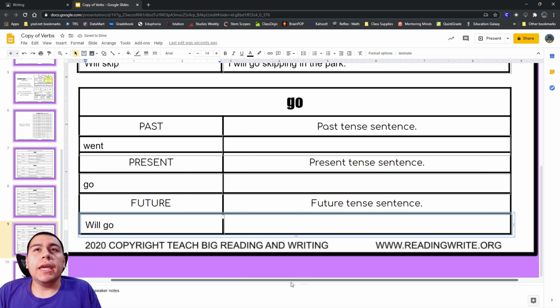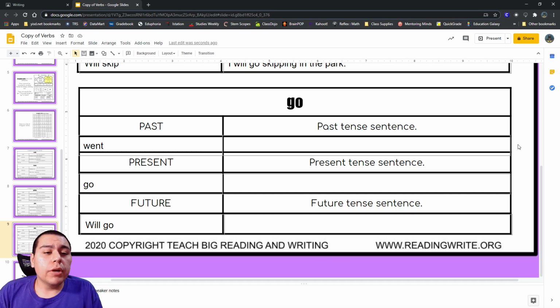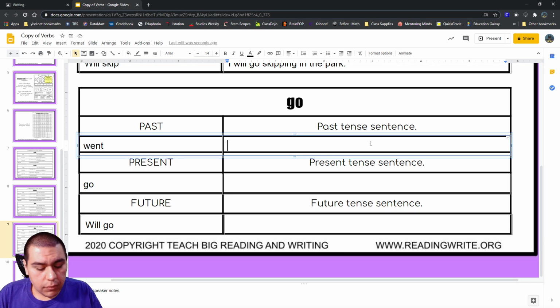Who can give me a past tense, a present tense, or a future tense sentence for go? Bella. I went to my friend's house. Okay, perfect past tense. I went to my friend's house. Awesome.